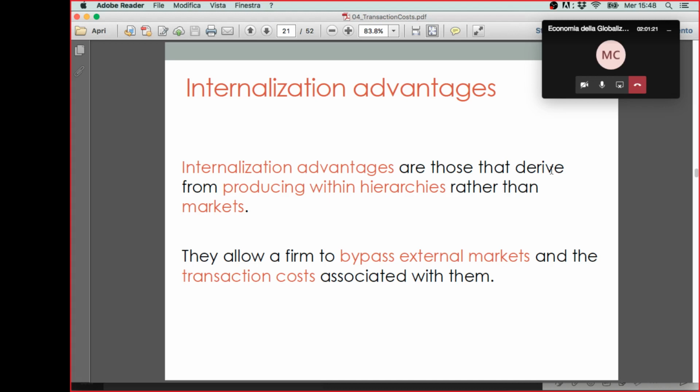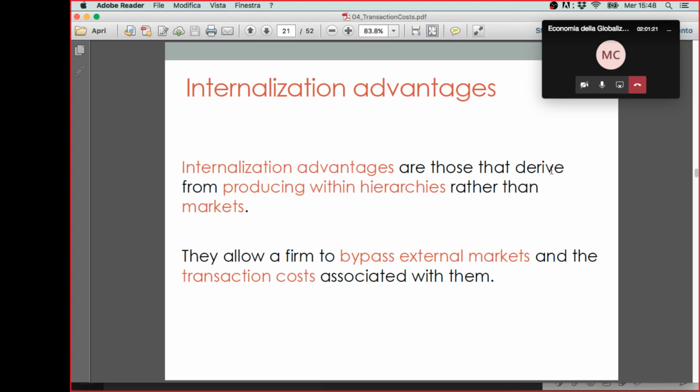Now, the interesting thing about the OLI approach is that these types of advantages are not just given, but there is a very strong interaction among them. So for instance, you can have both internalization and ownership advantages. When does this happen? It happens when a firm decides to internalize, to acquire or increase those assets that give the firm an ownership advantage.